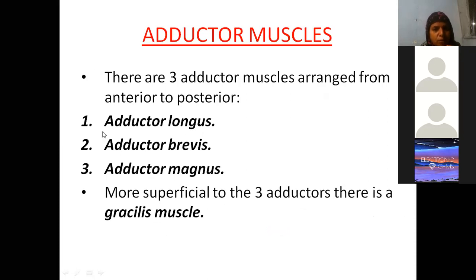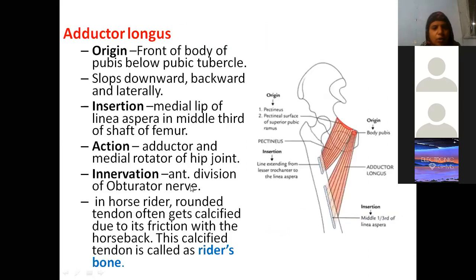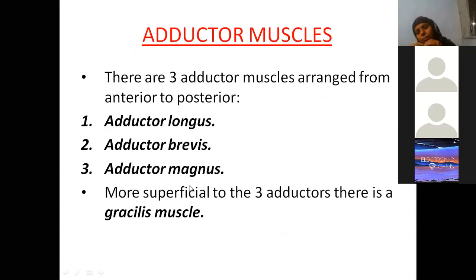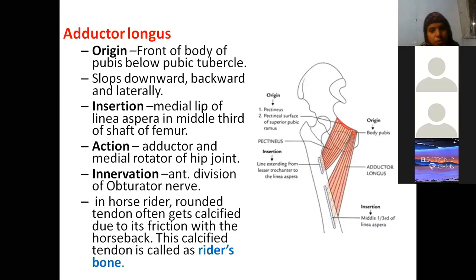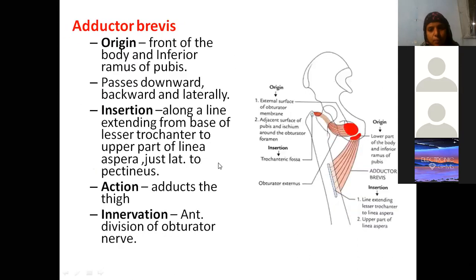Adductor longus, brevis, magnus. More superficial to the 3 adductors, there is gracilis. Now before I focus on any picture, do you remember from where they come, the adductor muscles? You should recollect the hip bone. Ischial tuberosity? No, that is hamstrings. Ischiopubic ramus. Okay, you should remember ischiopubic ramus of the hip bone.